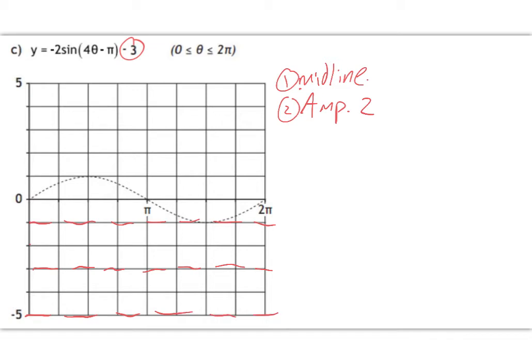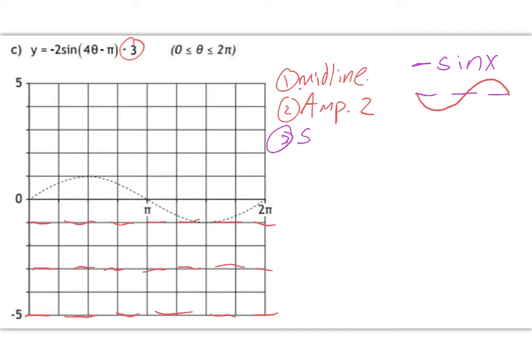And then again, I want to look at this. This is negative sine. So for negative sine, where my sine graph would normally look like that, we're doing the same thing, but upside down. So our graph is going to look like this.